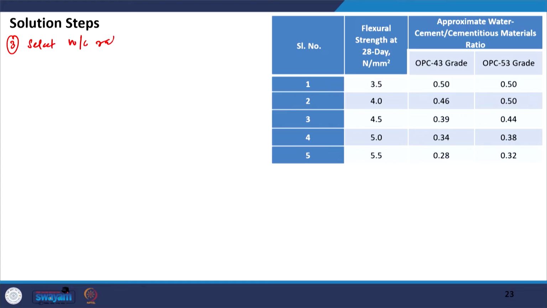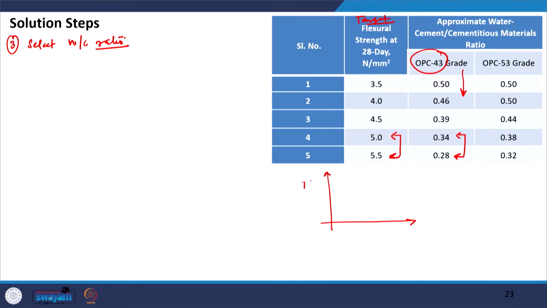water cement ratio. Water cement ratio is a function of the target flexural strength. Please remember that this is target flexural strength and the grade of cement. So, we have to look in this column because we are using OPC 43 here. Our target strength was 5.16, which is somewhere between these two values. So, we have to interpolate accordingly. So, if I just do the interpolation, I hope we understand how to do the interpolation.